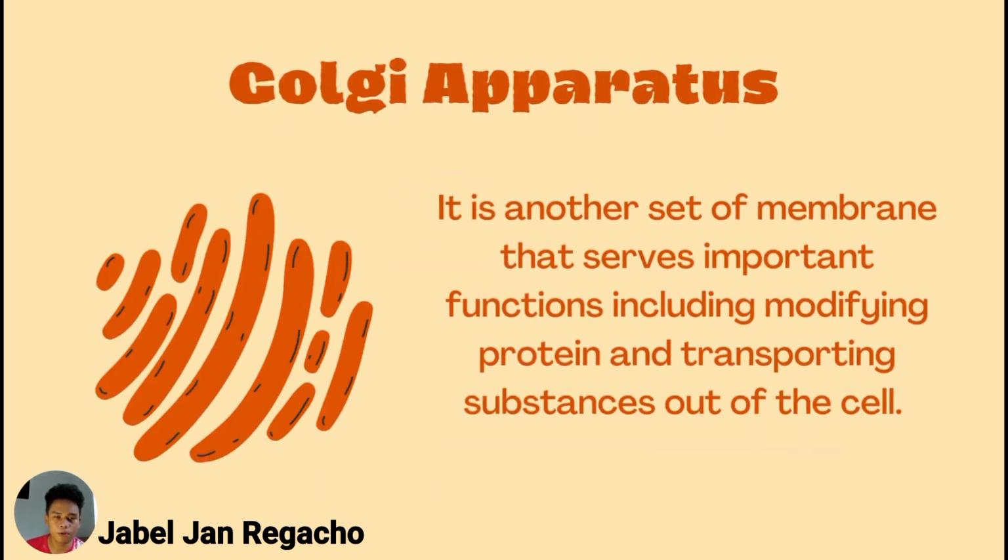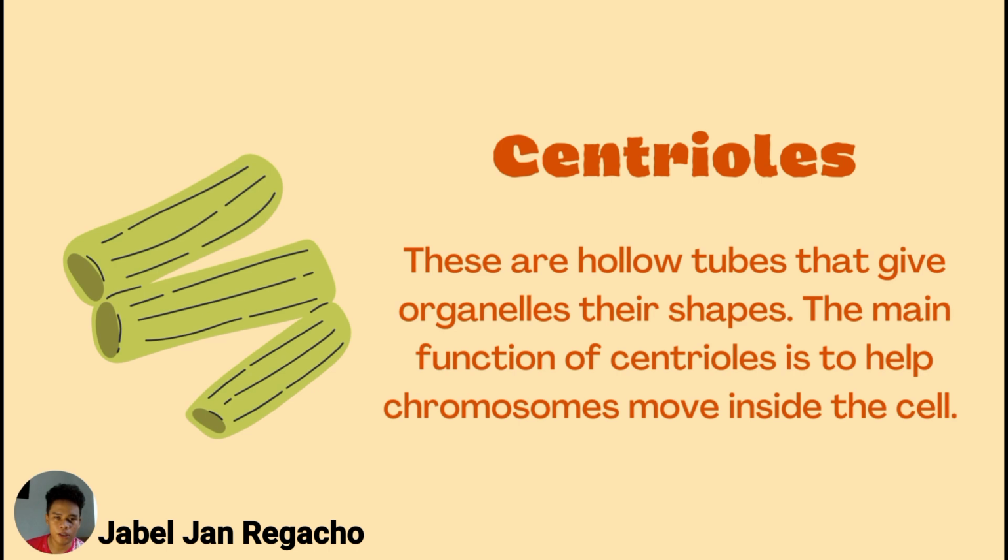Next is the Golgi apparatus. The Golgi apparatus is also known as the Golgi complex. It is another set of membranes that serves important functions, including modifying proteins and transporting substances out of the cell. Then there are the centrioles. The centrioles are hollow tubes that give organelles their shape. The main function of centrioles is to help chromosomes move inside the cell. Centrioles also play a role in cell division. They help facilitate the formation of mitotic spindles. The mitotic spindles help the separation of chromosomes in cell division.